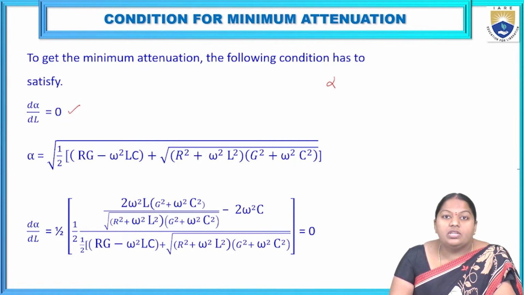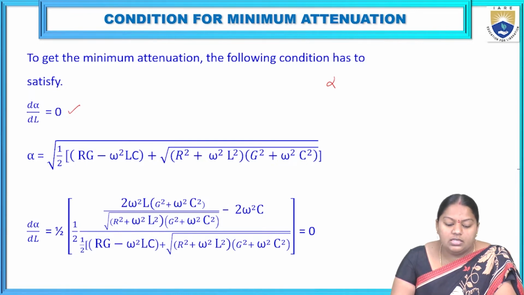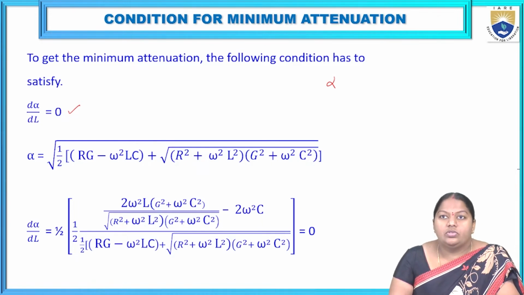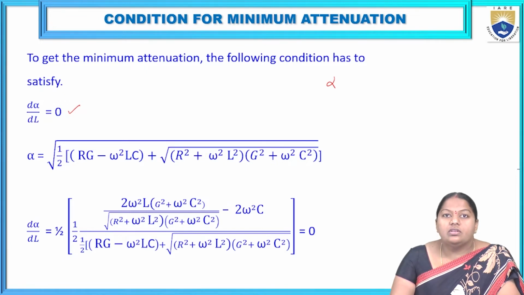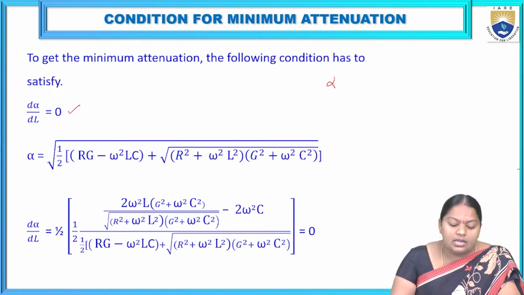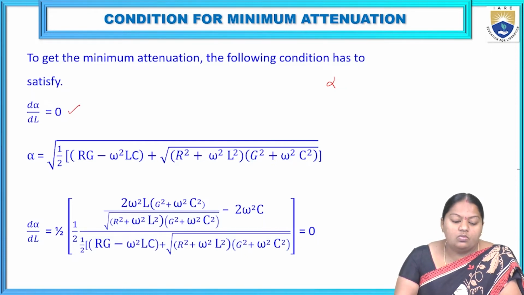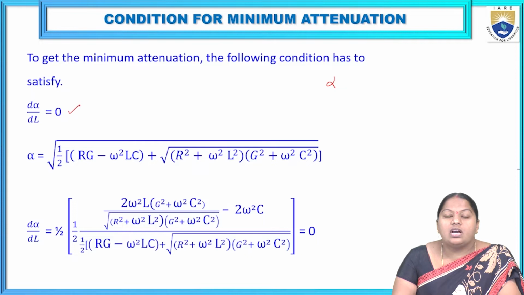Alpha is the notation for the attenuation constant, and L here is the inductance of the circuit. So to get the minimum attenuation, the condition to be satisfied is d alpha by dL equal to 0. In order to evaluate this equation, first we need to know what exactly the attenuation constant alpha is.